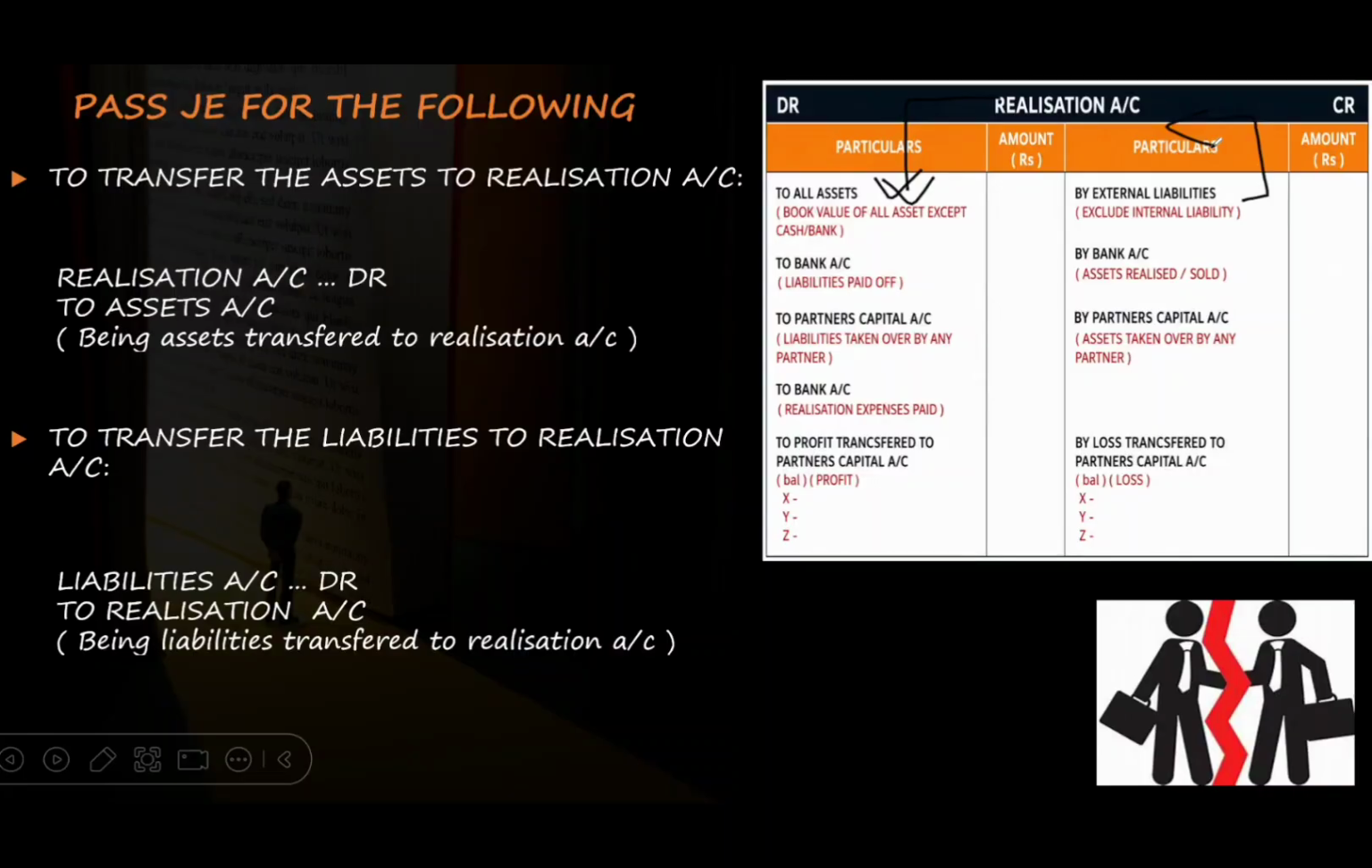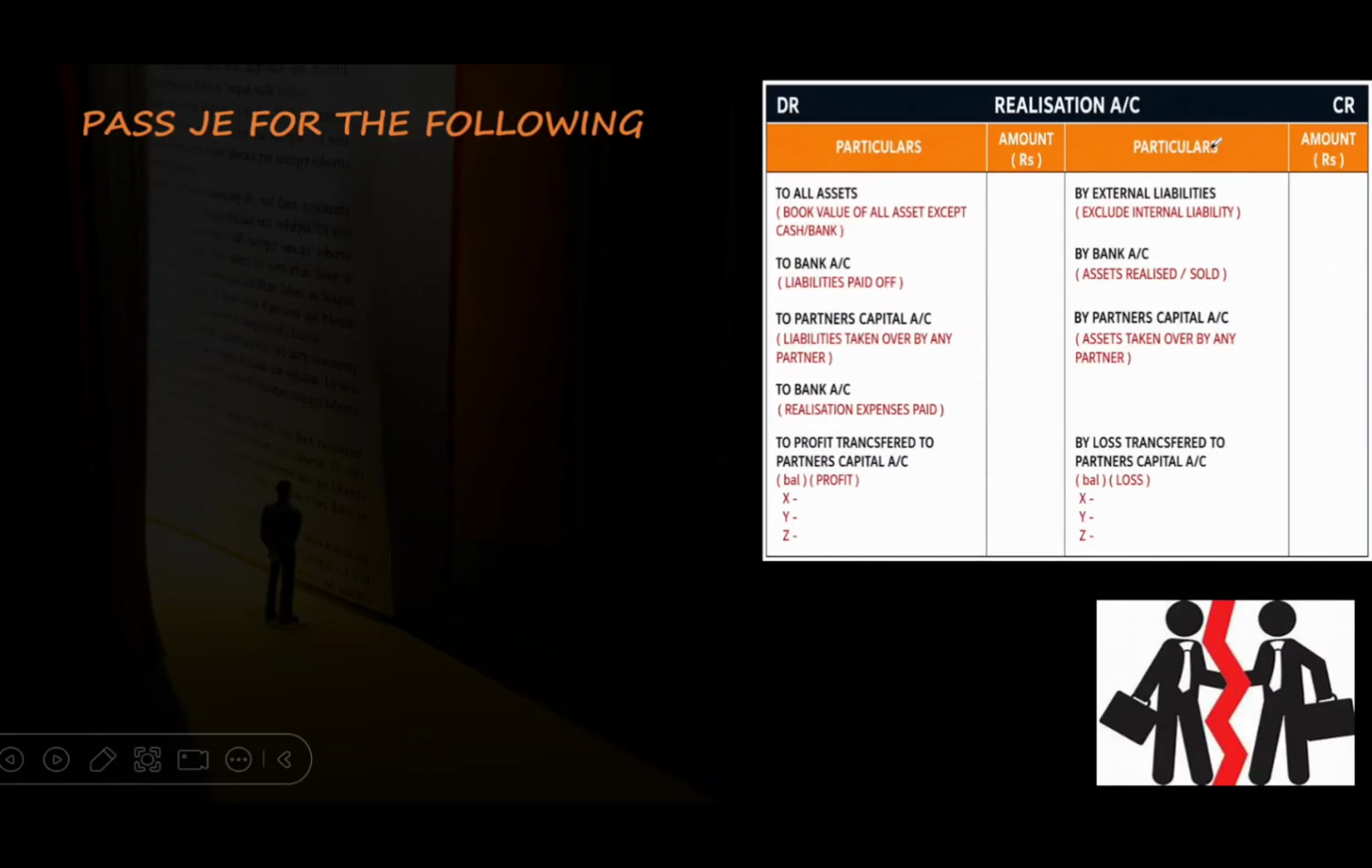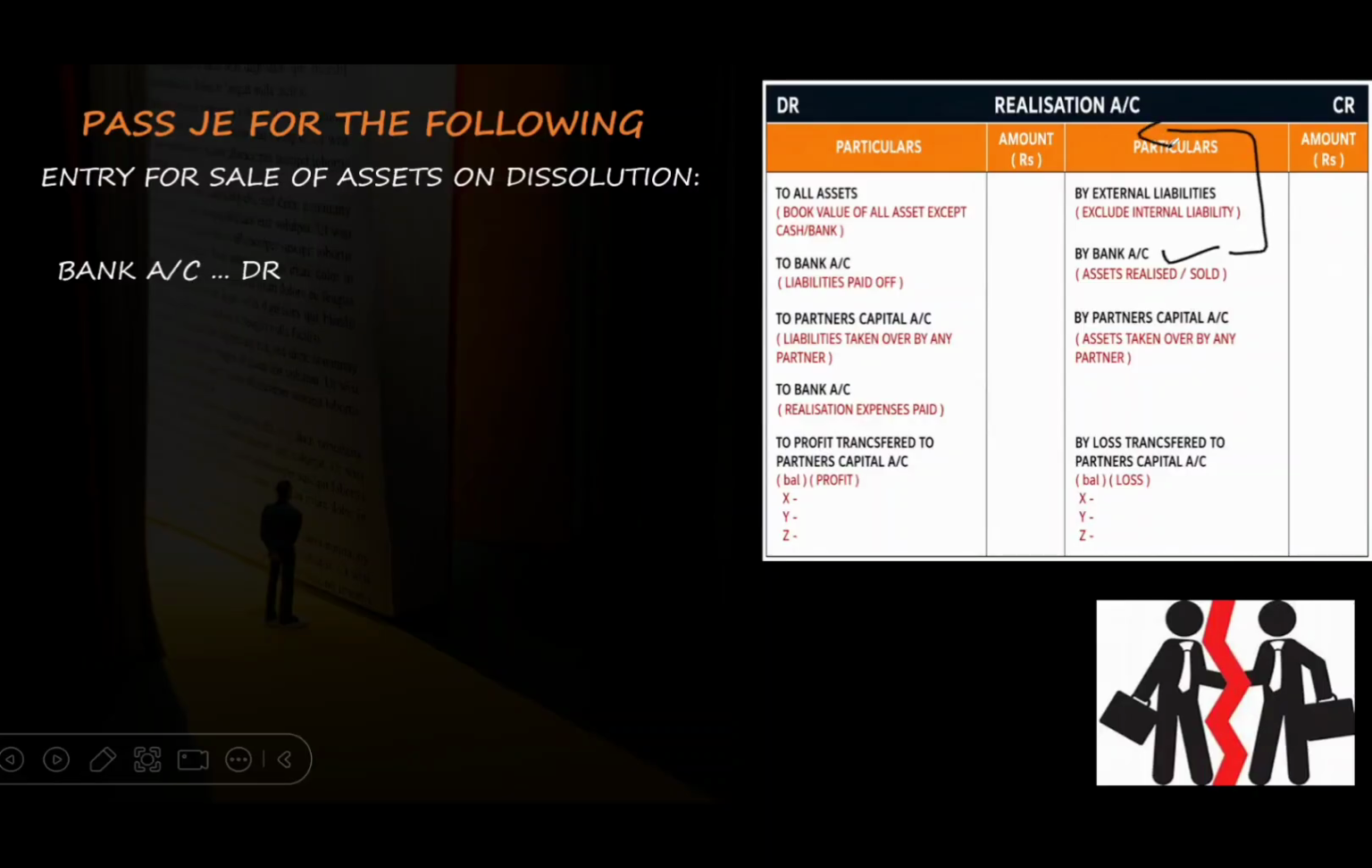The other entries are here. What is the entry when the asset is being sold, or when there is a sale of asset or asset realized? Now here, when the asset is realized, we made an entry on the credit side of the realization account. So the entry will be bank account debit to realization account, that is being assets realized or sold.